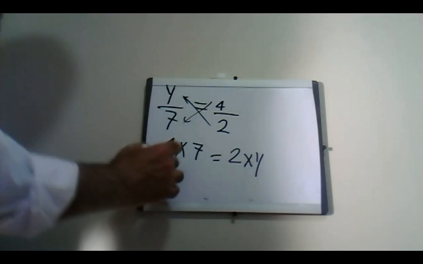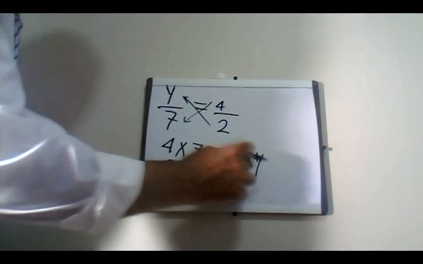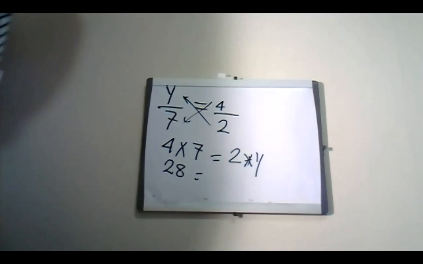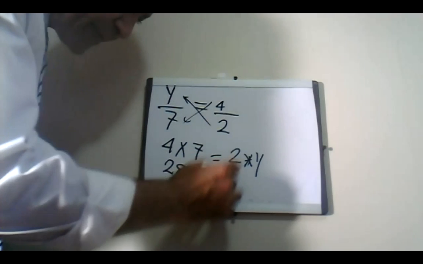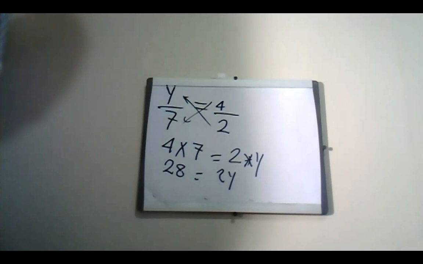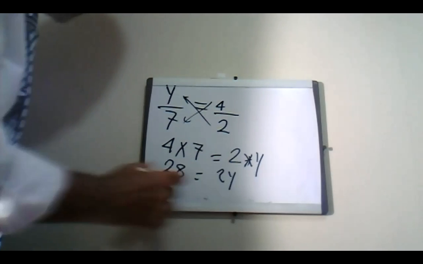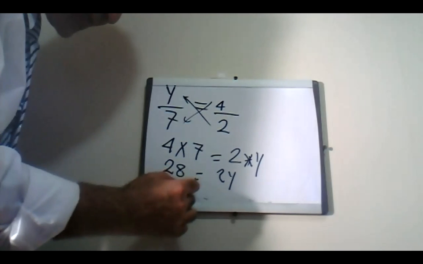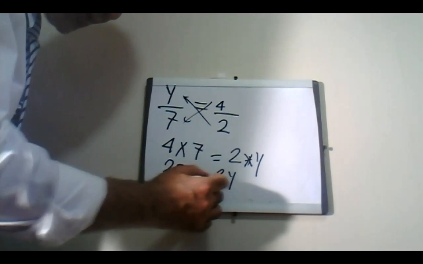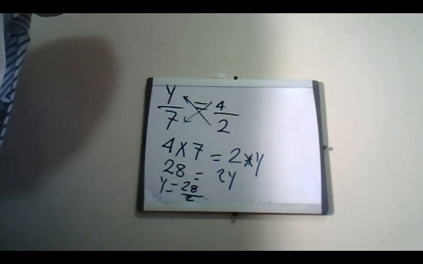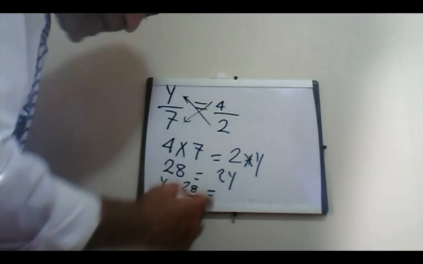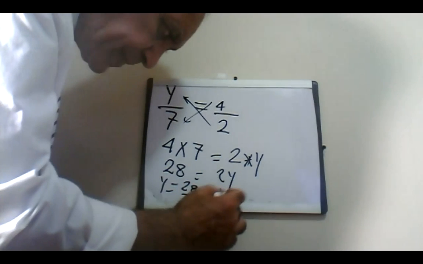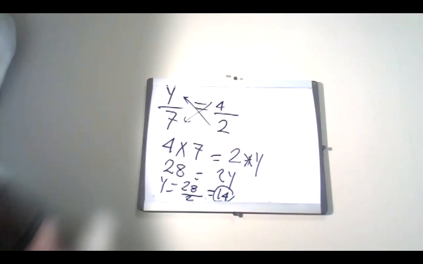4 by 7 will give me 28. And 2 by y means 2y. Then how do I get the y? y equals the far number, 28, divided by the one stuck to the y, which is 2. This will give me 28 by 2, which is 14. And this is the final solution of the problem.